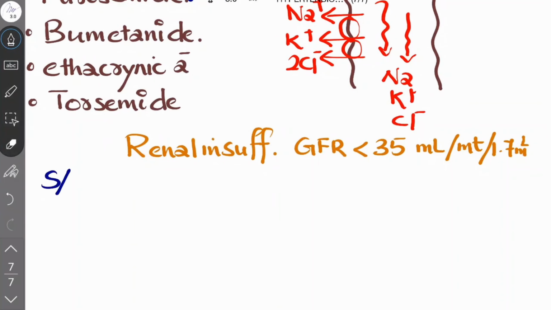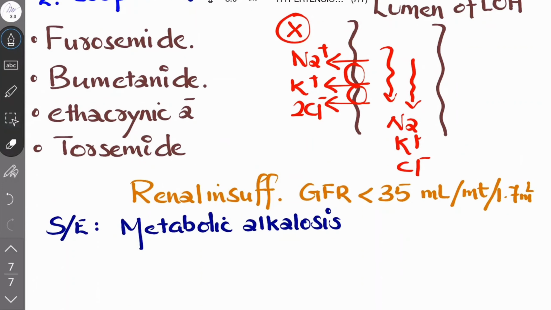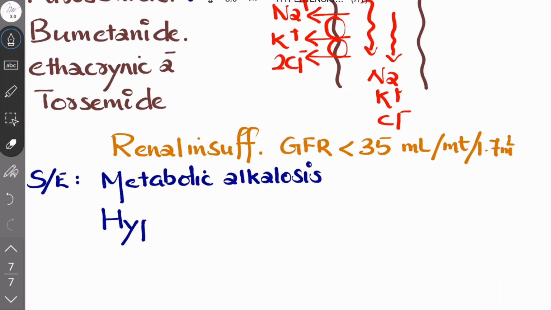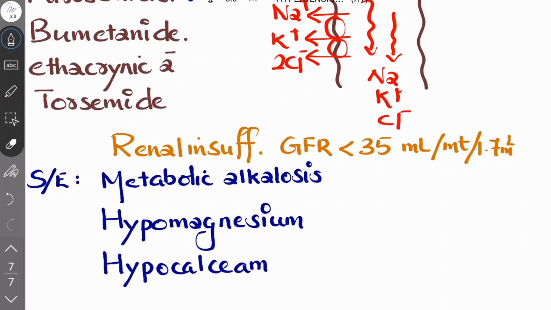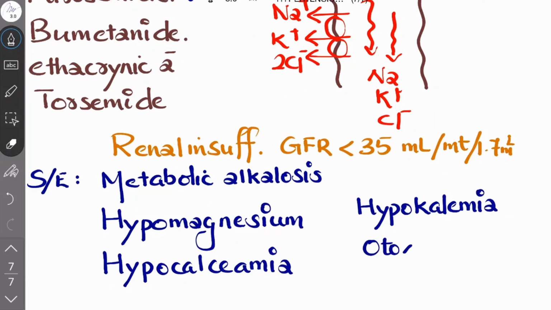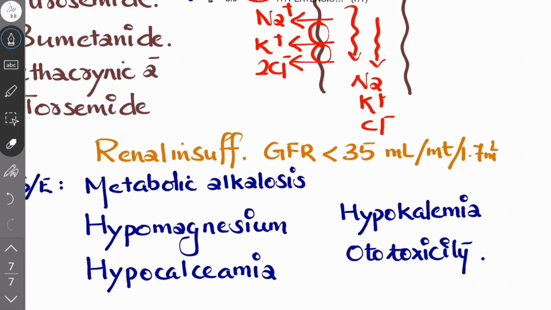The adverse effects, the side effects of furosemide, are metabolic alkalosis, the metabolic side effects. Next, it causes hypomagnesemia. Next, it causes hypocalcemia. It can cause hypokalemia. It can also cause ototoxicity, which is dose related. Metabolic alkalosis means there is retention of bicarbonate and loss of H plus.